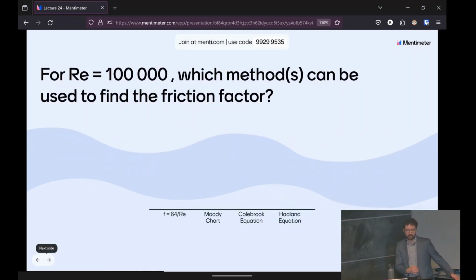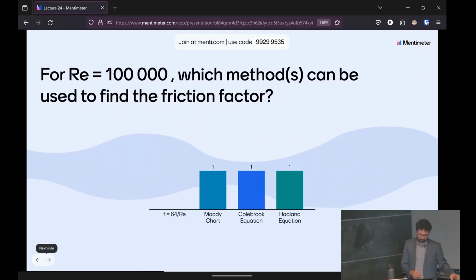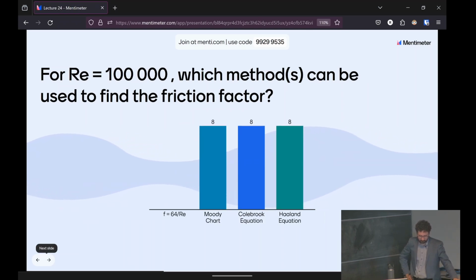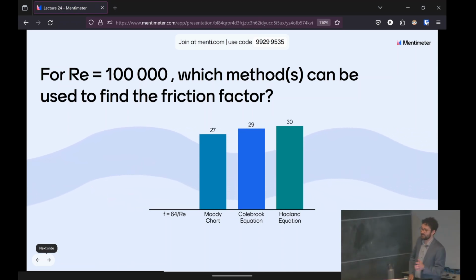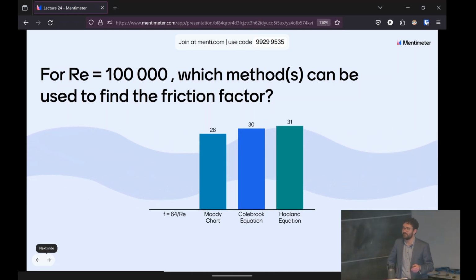So what about for a Reynolds number of 100,000? Okay, very good. I think you guys got that. So don't do 64 over the Reynolds number for your project. Use the Colebrook equation. That's the expectation.